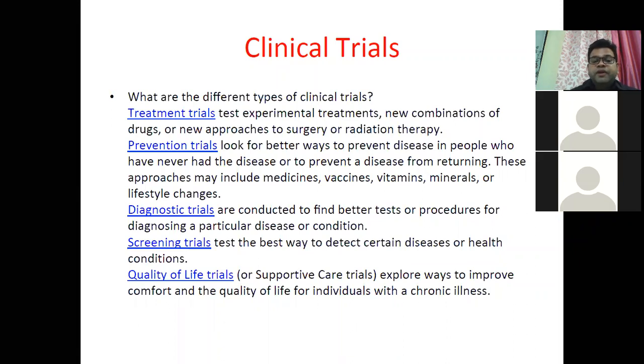The next one is quality of life trials, or supportive care trials. These explore ways to improve the comfort and quality of life for individuals with a chronic illness. For lifestyle, yoga and the Ministry of Ayush and so many different bodies are working in this direction. They conduct different trials on the lifestyle of different people, on how they can survive in different situations.